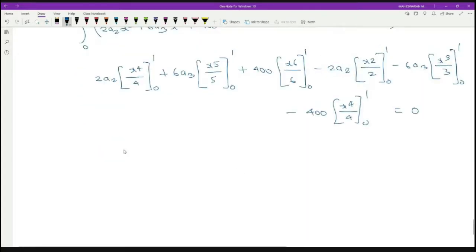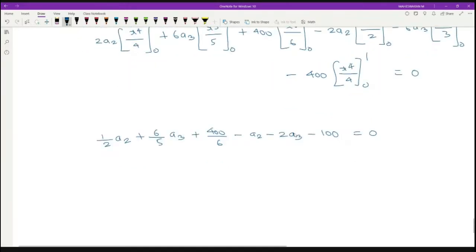So apply this directly. So you will get 1 by 2 a2 first term, plus 6 by 5 a3, plus 400 by 6, minus a2. So 2 gets cancelled, minus 2a3. This gets cancelled, you get 2 minus 400 minus 100 is equal to 0. So this is my term.